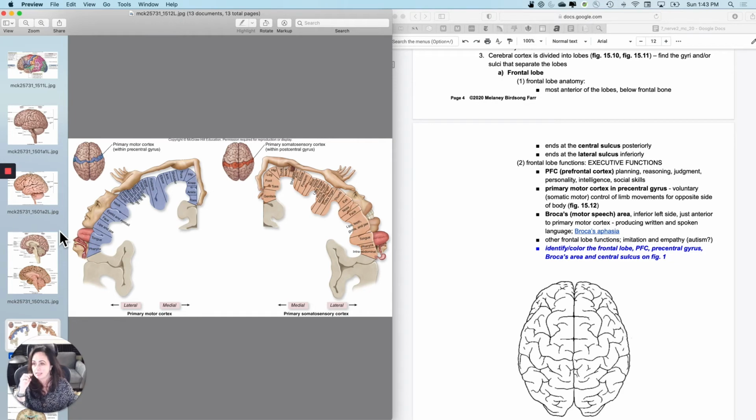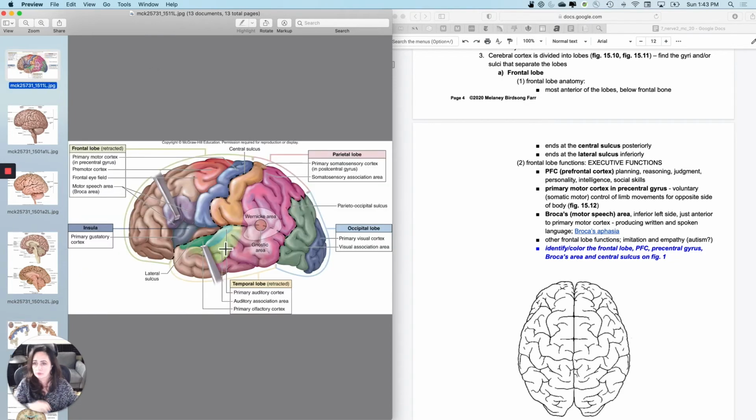Okay, and then there is a little area right here. Do you see this little area right here? Now this is pulled apart. Don't worry about that. We're going to do that a little bit later. Okay, one more time. This guy right here is the central sulcus. That's where the frontal lobe stops. The gyrus that's right in front of it is the precentral gyrus. It's where the primary motor cortex is.